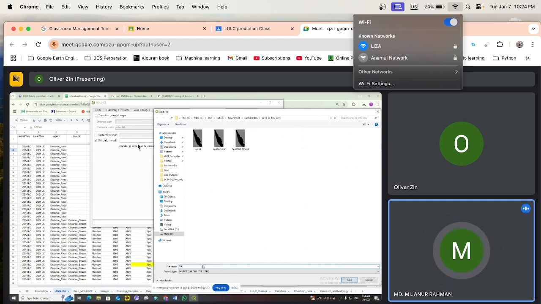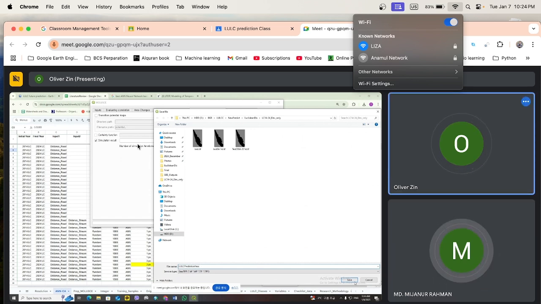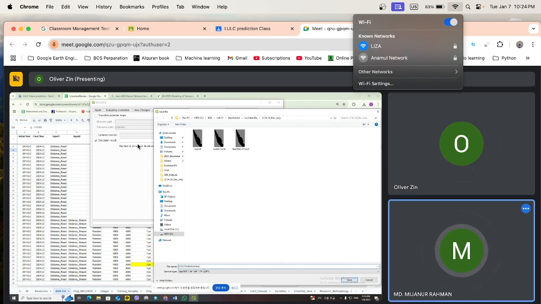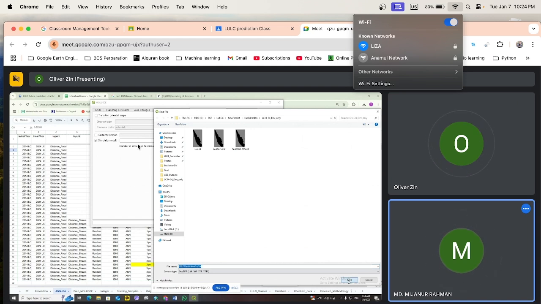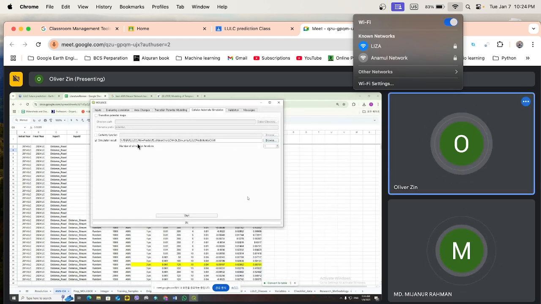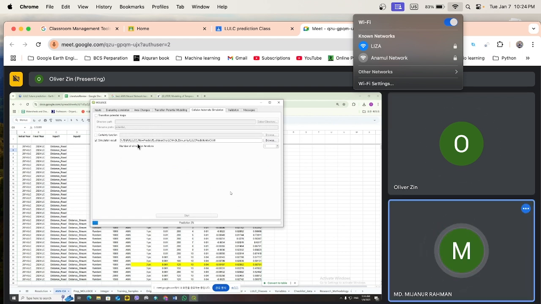Suppose LULC, your prediction year. The prediction year, LULC prediction year. Sir, prediction for which year? Prediction for CA. Okay, you can do it, no problem. Then start. Now it creates one prediction map. Suppose the interval you use is 2014 and 2024, so you can find out the map for 2034.